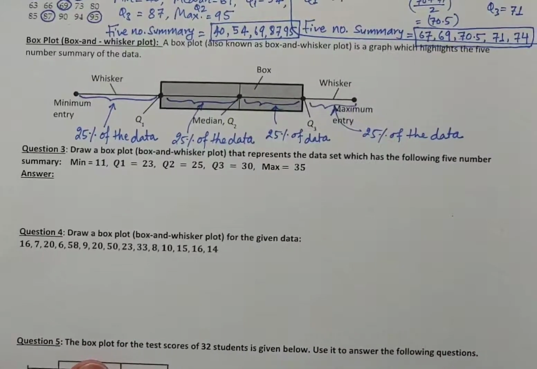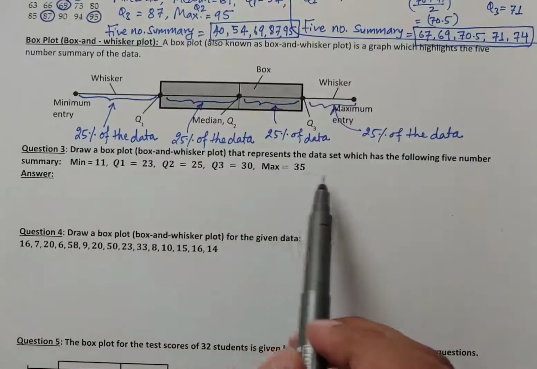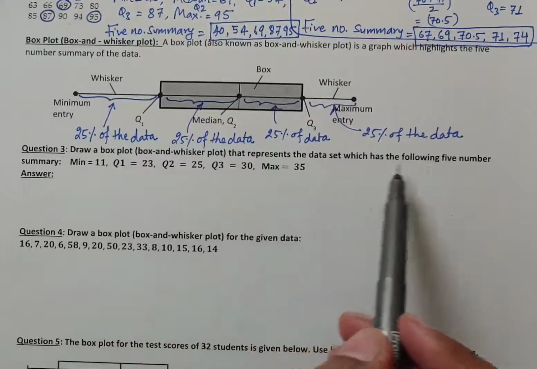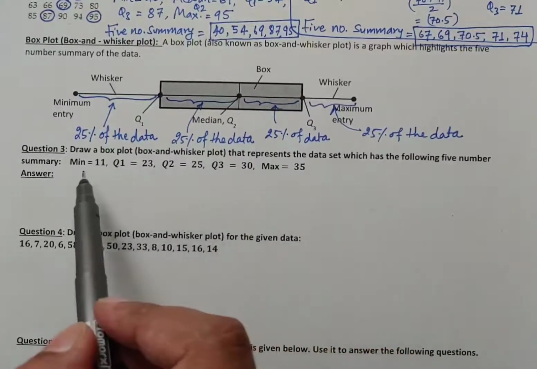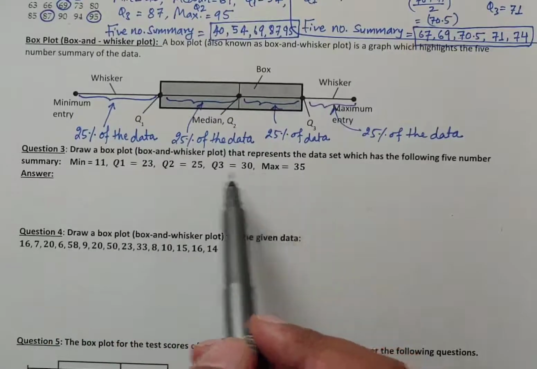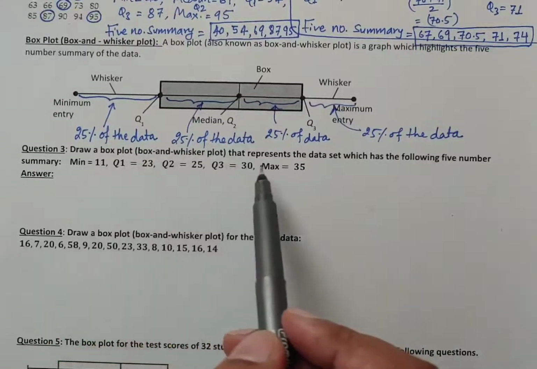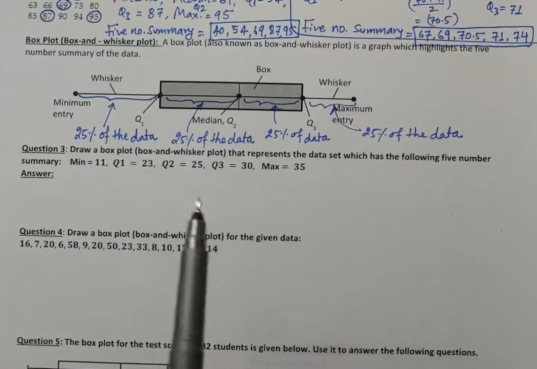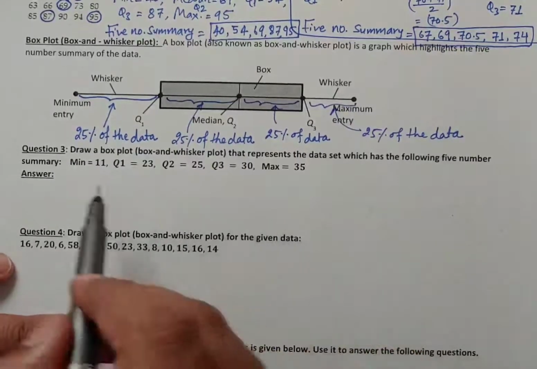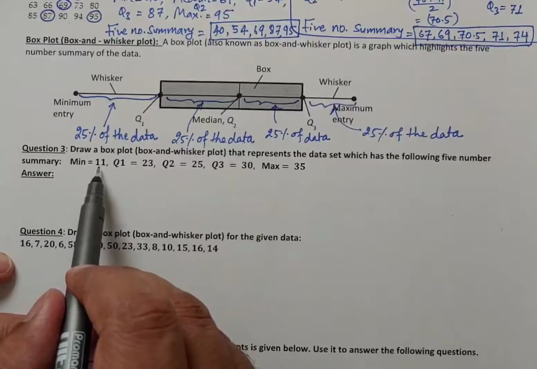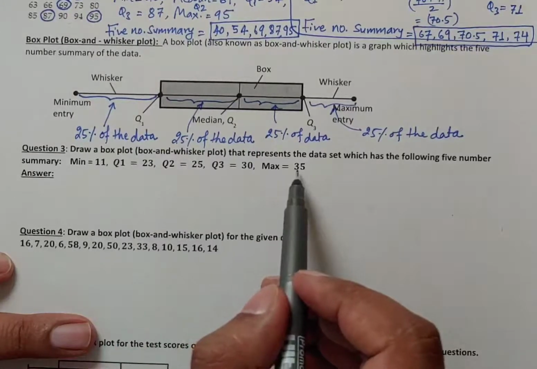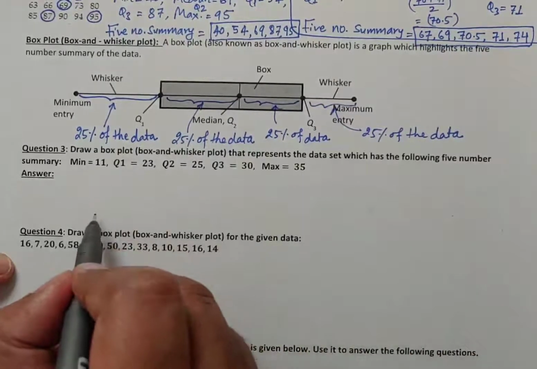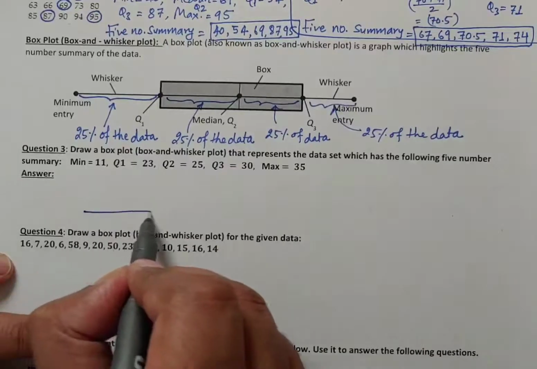Okay, now draw a box plot that represents the data set which has the following 5-number summary. So this is the 5-number summary, and let's draw a box plot. So how does the box plot look? See, now we have the minimum number is 11 and the maximum number is 35, right? So let's draw a line.